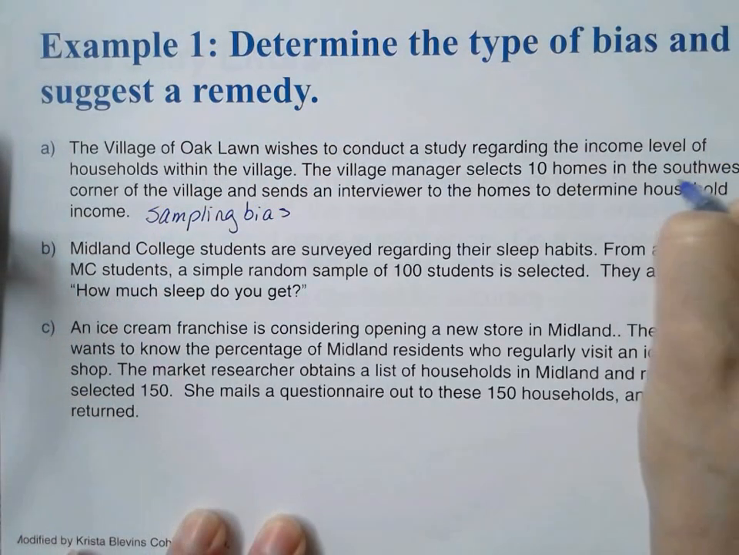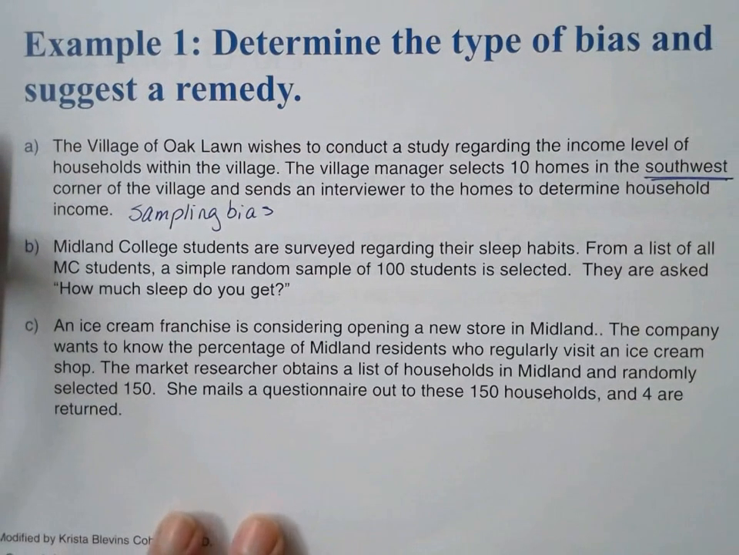It's sampling bias because we're only using the households in the southwest corner. Every other household in this village did not get an opportunity to have their voice heard. So that's sampling bias. How could we correct that? Stratified sampling would be great. Maybe divide the neighborhood into northeast, northwest, southeast, southwest, and then within each stratum, select 100 households or something like that. That's one solution.